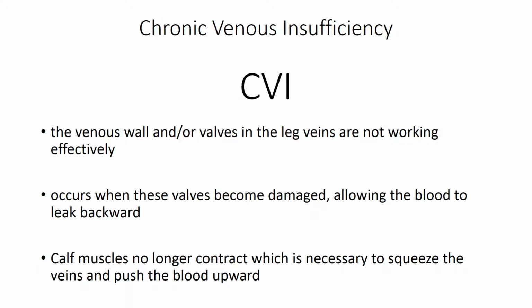Chronic venous insufficiency, known as CVI, happens when the venous wall or the valves don't work effectively, and they don't push the blood back up. The valves become damaged, and they allow the blood to leak backwards. The arteries bring the blood down, but the veins are supposed to bring it back up. And in a healthy body, they do. But in someone with venous insufficiency, some of it comes back up, but some of it goes back down.